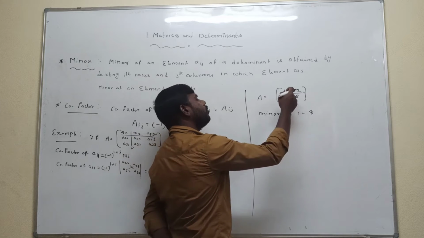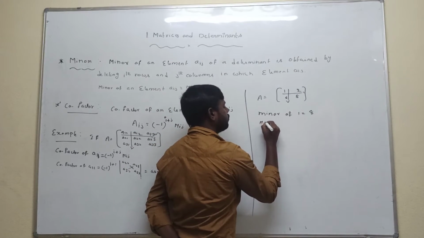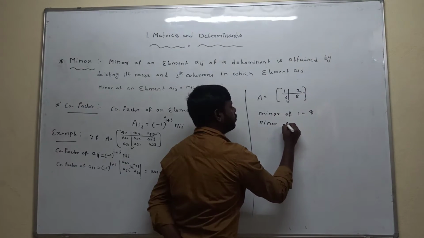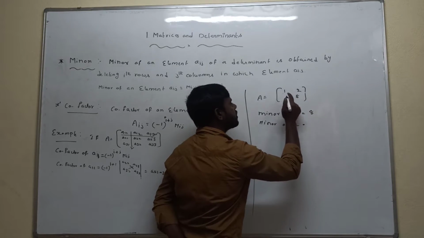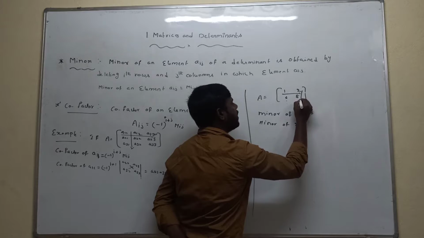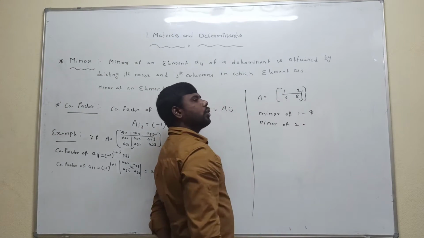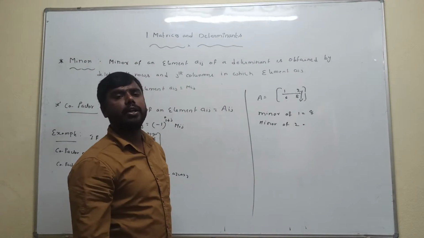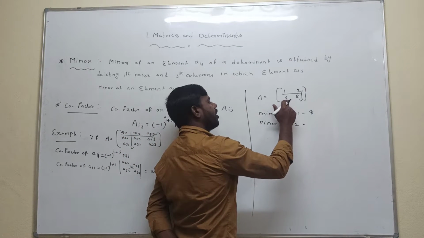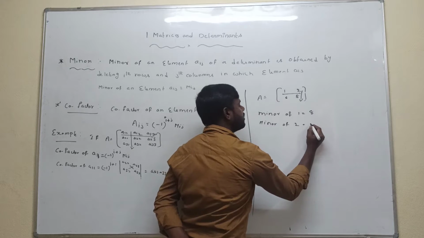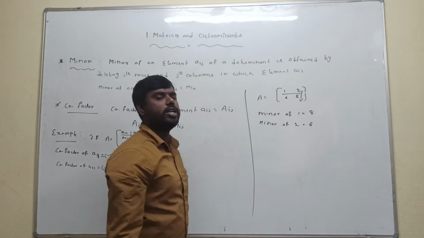Like that, we need to calculate minor of 2. So 2 is present in the first row, second column. Deleting the first row and second column, the remaining elements of the determinant are called a minor. What is the remaining element here? 6 is the remaining. So minor of 2 is 6.